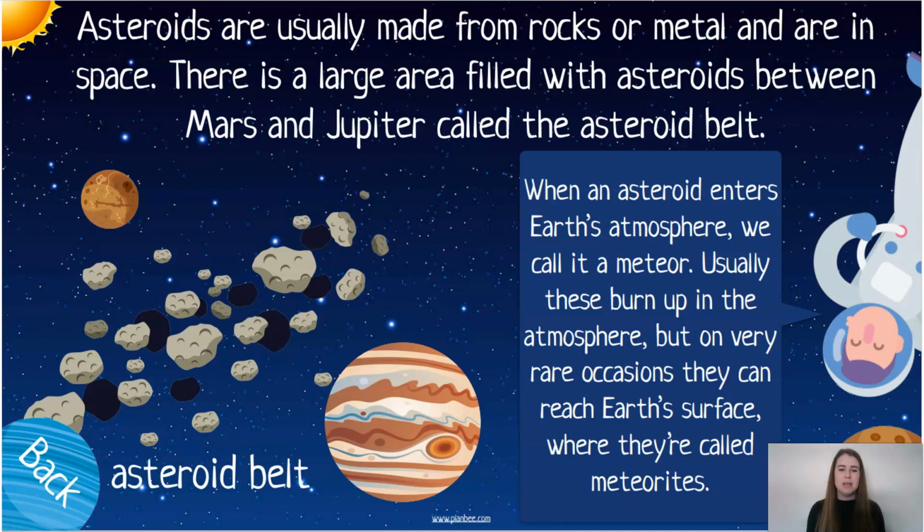So it picks up that speed, and as it picks up that speed, it burns from the sheer speed as it travels through. And on very rare occasions, they can get all the way through to the Earth's surface and crash into it. And these are called meteorites.